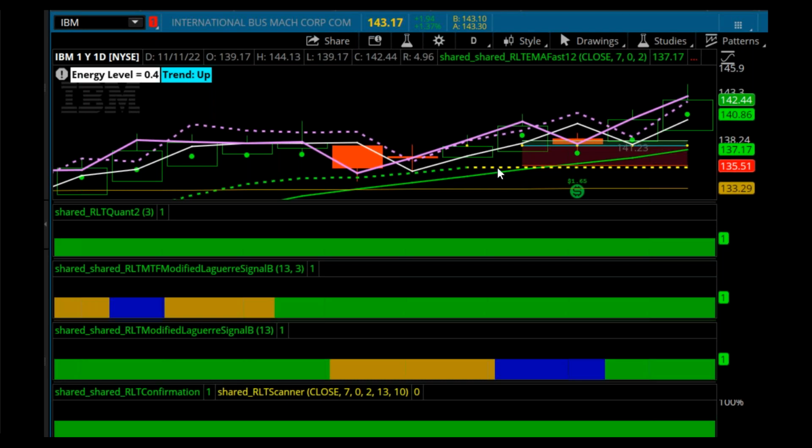IBM, another nice move here. Again, dynamic compression zone, popping out of the dynamic compression zone. Everything is green. Go to the upside, and there's your nice move at IBM for a nice overnight trade right there.